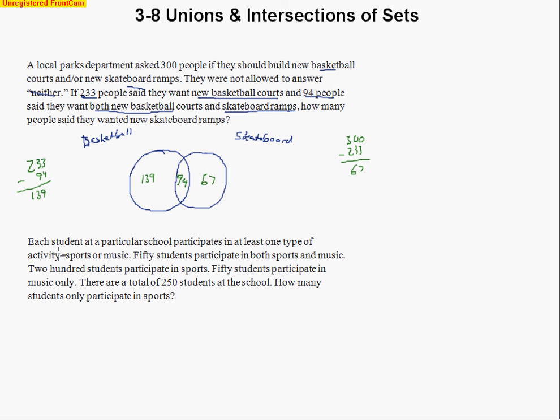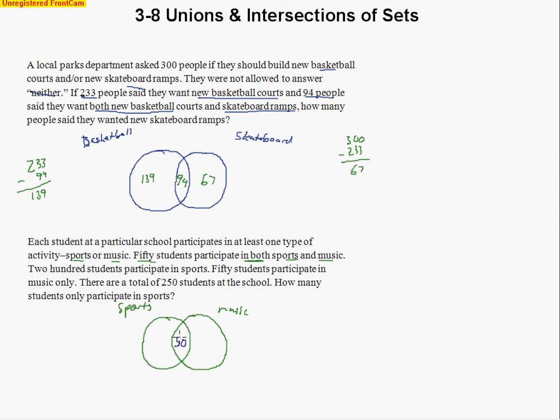Let's take a look at the last one. It says each student at a particular school participates in at least one activity, sports or music. So those are our two categories. Let's go ahead and draw the circles. I'm going to give myself a little bit more room to be able to fit that number in between there. So we've got sports and we've got music. And now it says 50 students participate in both sports and music. Okay, 50 are both, so I'm going to put 50 right in the center.